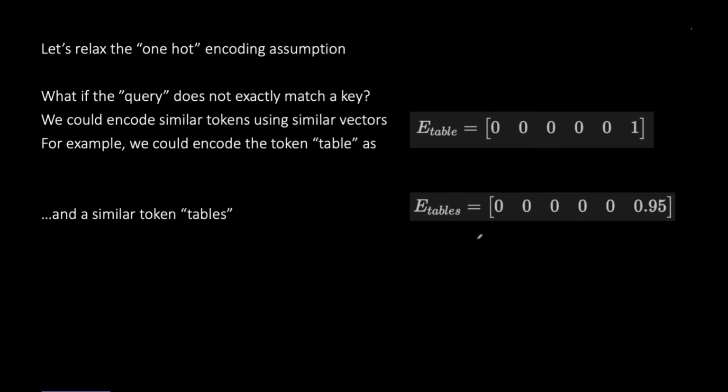One of the first things that we could do is that we had this one hot encoding assumption. But again, what happens if we have a query that does not exactly match the key? And here one naive example would be, if we have the word table encoded here like this, where it's all zeros except one, maybe we can think about the plural being encoded very similarly, but instead of one, we have 0.95 or something like that. And again, this is a contrived example, but I think you understand the core idea.